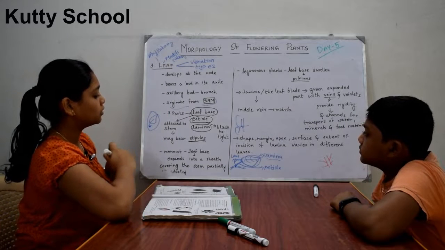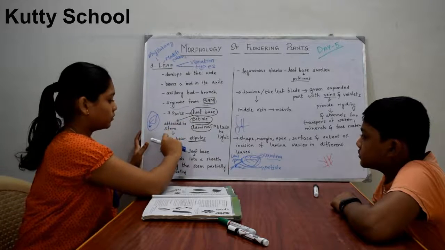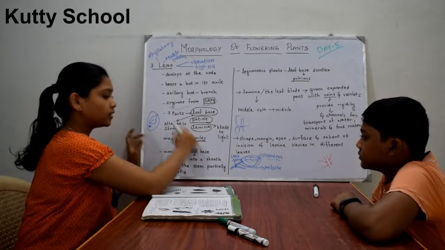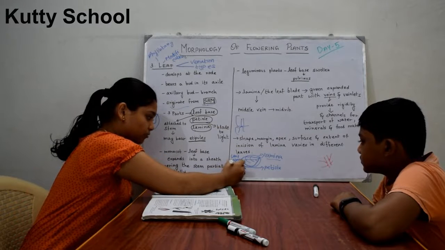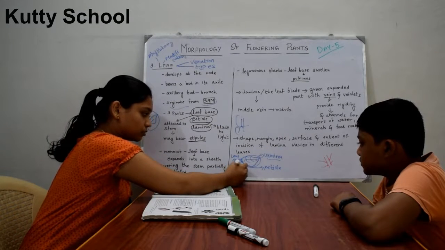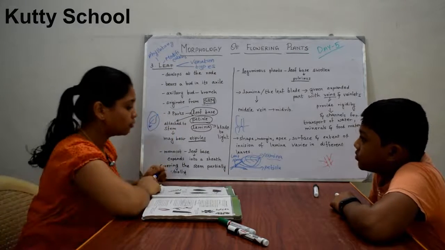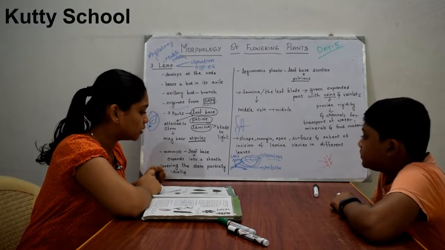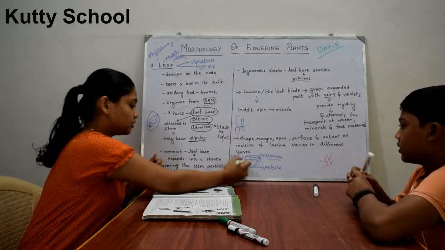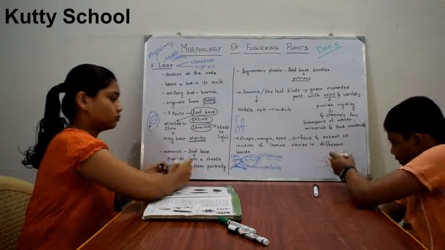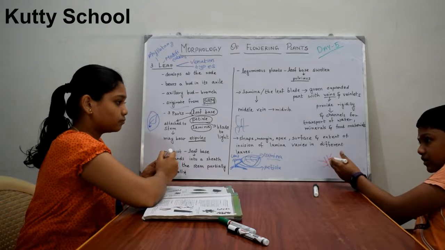So what does the leaf base do? It is attached to the stem, and the leaf base may bear stipules. Stipules are these small structures. So the leaf base bears some stipules. It just generally grows at the leaf base. It will be a small thing like this, another thing growing like this.